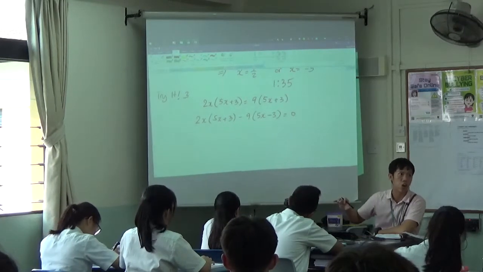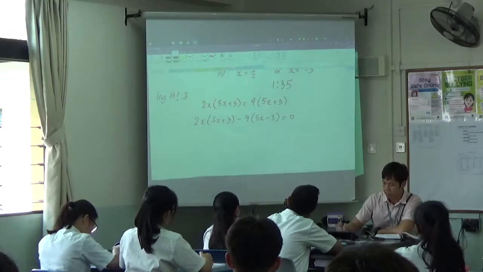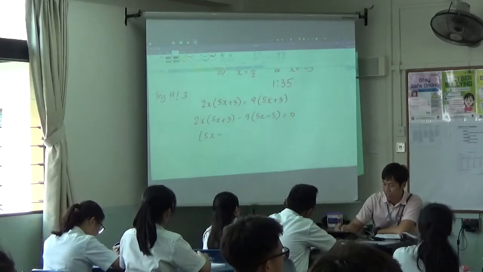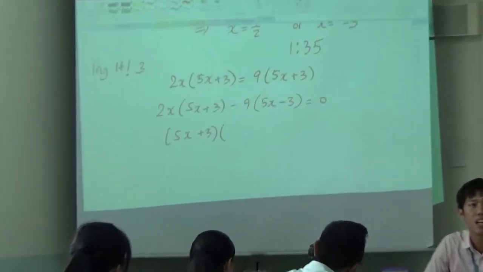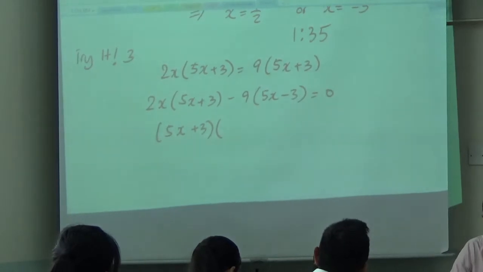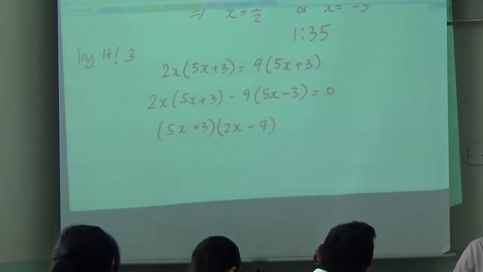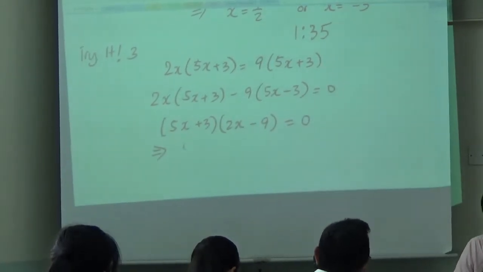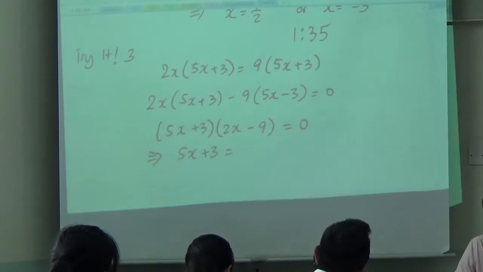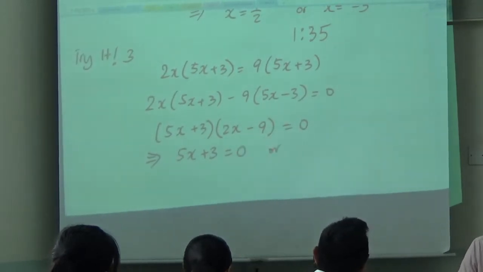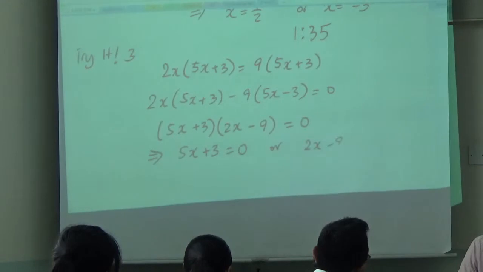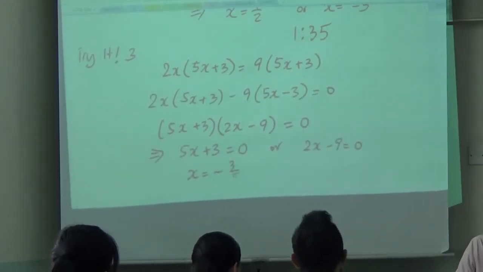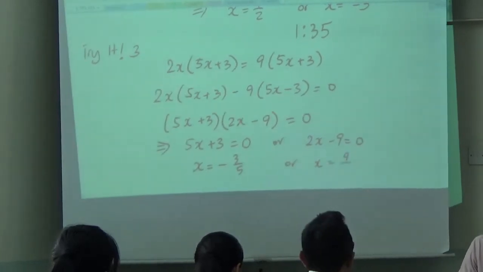And you realize that there is a common factor. Right, Darius? Yes, common factor, 5x plus 3. What is left for the first term? 2x minus 9. So this must be equal to 0, isn't it? Therefore, what is our conclusion? 5x plus 3 equals 0, or 2x minus 9 equals 0.